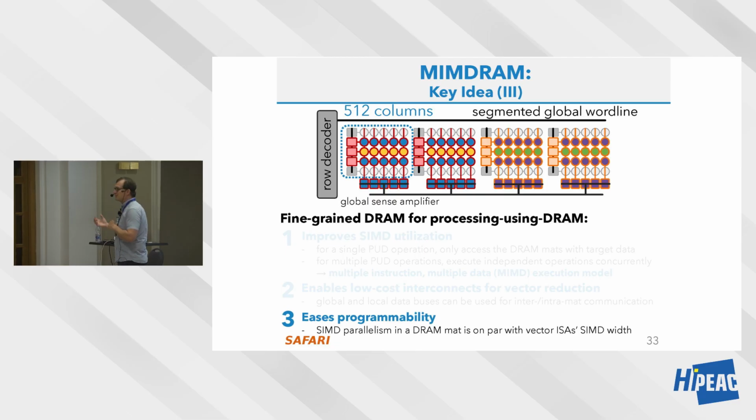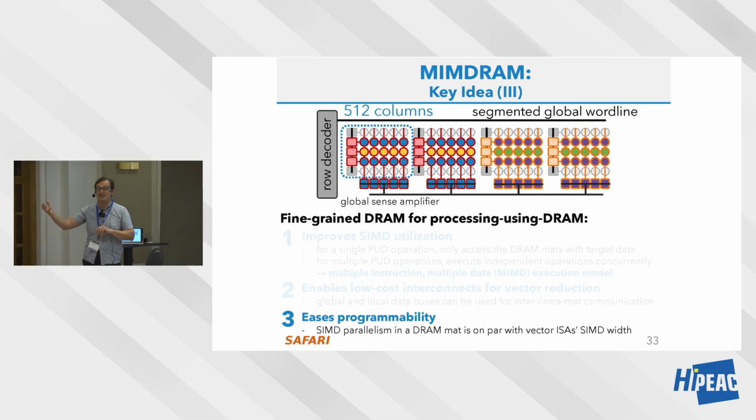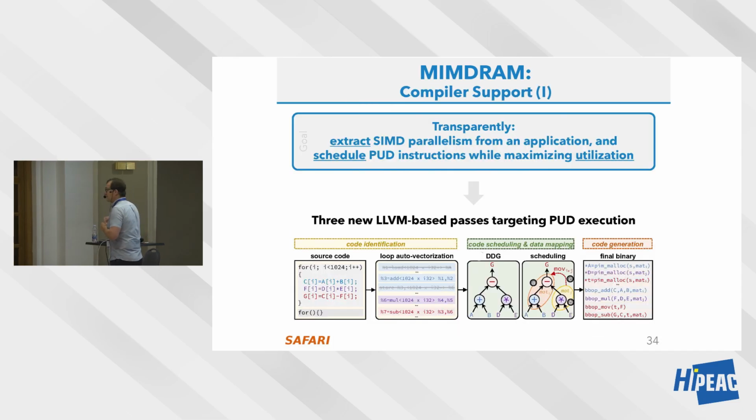Let's talk about this. This is important, as I said. Basically now, because we're targeting only mats or groups of mats, the granularity that we can target at the compiler can be relatively small, 512 bits. And 512 bits is what vectorizing compilers target today when they actually vectorize code for AVX architectures, for example, existing SIMD architectures. So what did we want to do with the compiler support? Essentially, we want it to be transparent to the programmer as much as possible. We want to extract SIMD parallelism from an application and schedule processing using DRAM instructions to maximize the utilization of the DRAM.